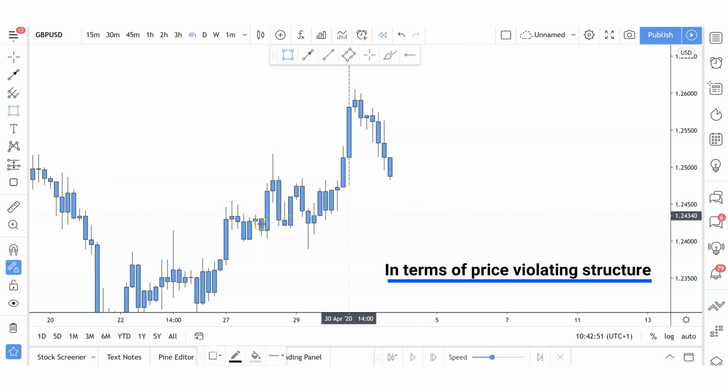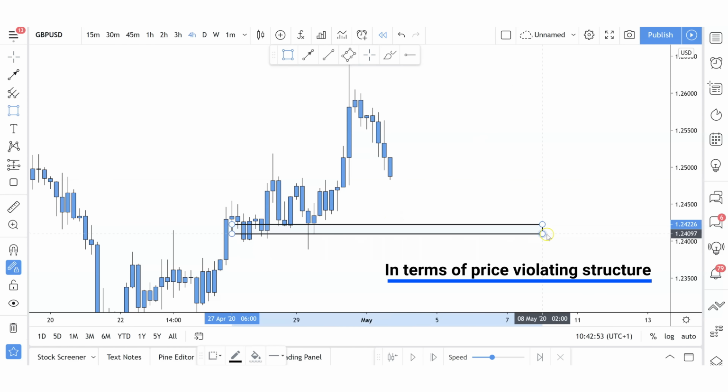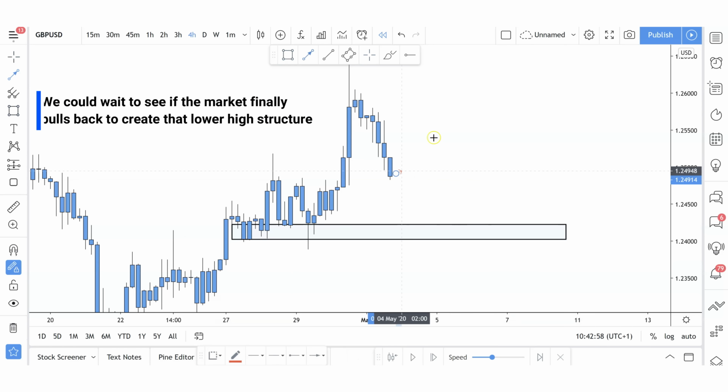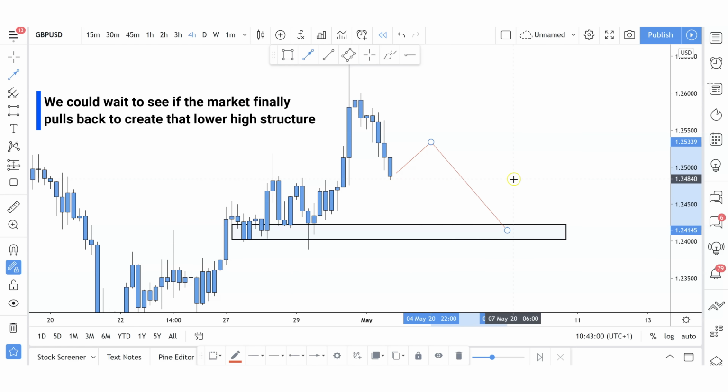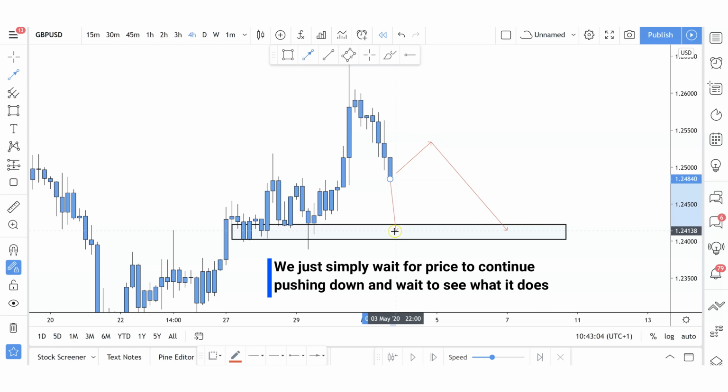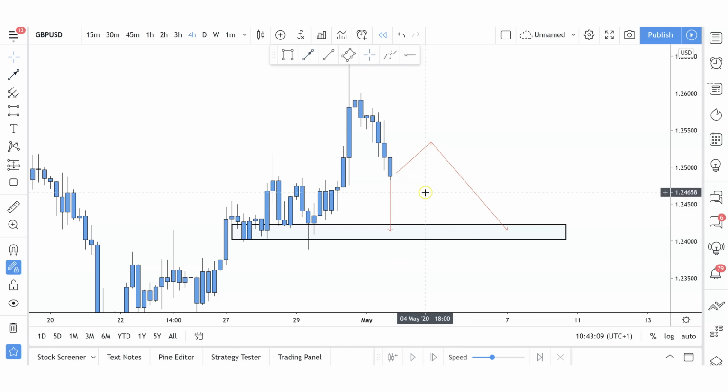In terms of price violating structure, the previous higher low is in and around this level here. So there's two things that we can wait for. We can wait to see if the market finally pulls back to create that lower high structure and then look for that continuation to the downside. Or we just simply wait for price to continue pushing down and wait to see what it does. So that's exactly what we're going to do.